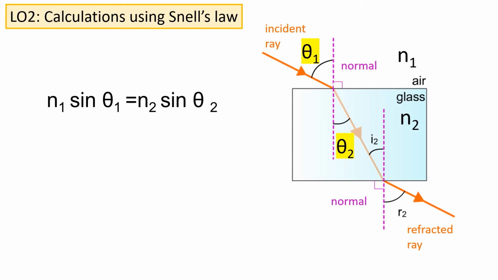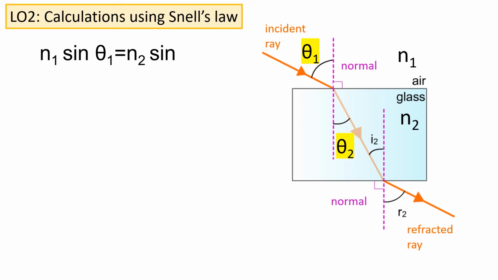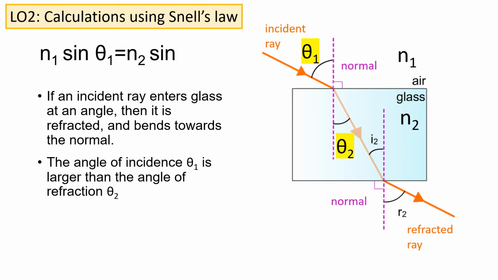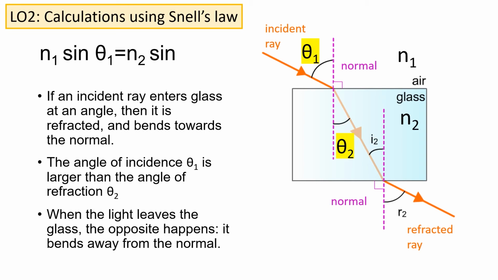It's also worth noting that the refractive index in a vacuum is equal to 1 and the refractive index of air is very, very close to 1. Let's consider the example on the right, where light travels from air into glass. In such a case, the incident ray will enter the glass at an angle and it will be refracted towards the normal. The angle of incidence, θ1, will be greater than the angle of refraction, θ2. When the light leaves on the opposite side, the opposite thing will happen and the light will bend away from the normal. It will also be parallel to the original incident ray.